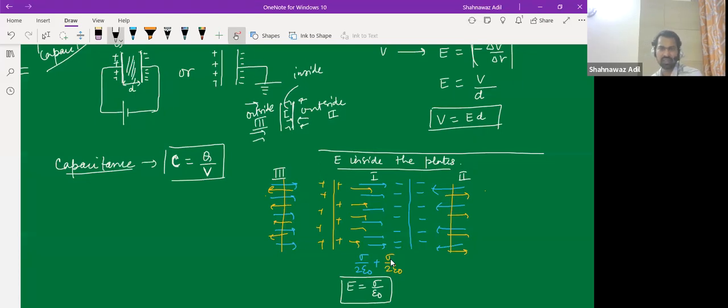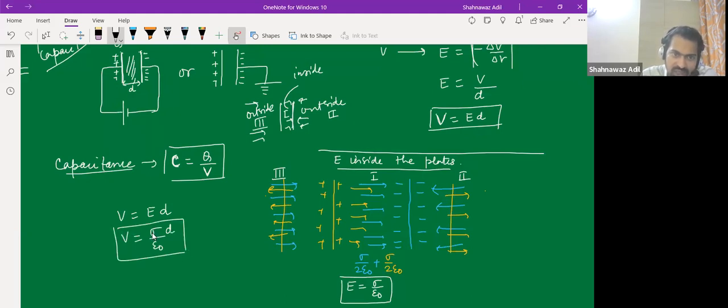Yes, guys. Is this clear? Okay. So now we have voltage, right? And this is E into D. So voltage is E into D. So E is sigma by epsilon naught, into D. And this is our potential.